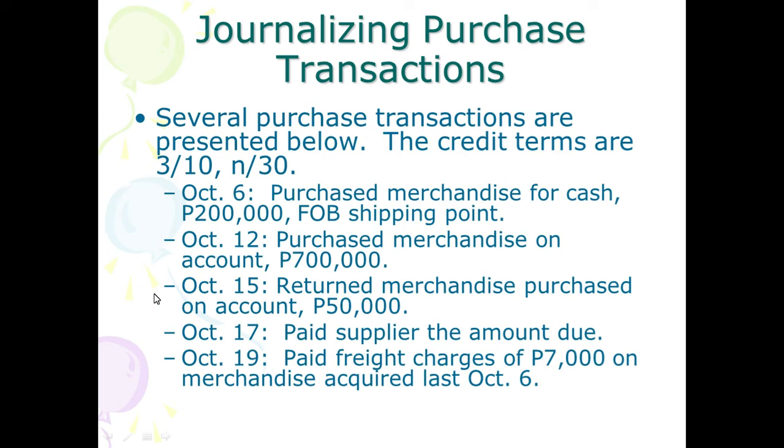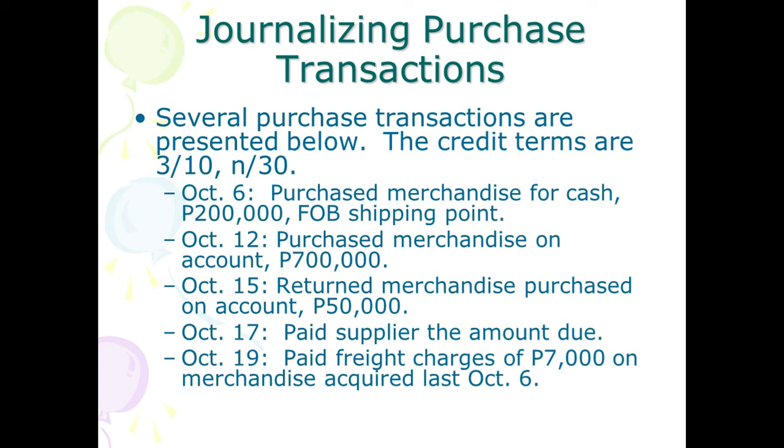On October 17, you paid the supplier the amount due. Let's check. You purchased it on October 12 and it was paid on October 17, so it is within the discount period. Therefore, 700,000 minus 50,000, you have 650,000 as the remaining balance due. 2% of that is 13,000. So basically we will debit accounts payable, 650,000, and then credit cash, 637,000, and then credit purchase discount, 13,000.